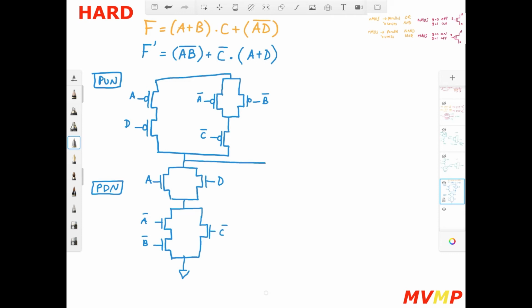And your output will always be in between those two networks, and you get an output of your original function, which was f equals A ORed with B ANDed with C, and then that C was ORed with a D bar, which were ANDed.